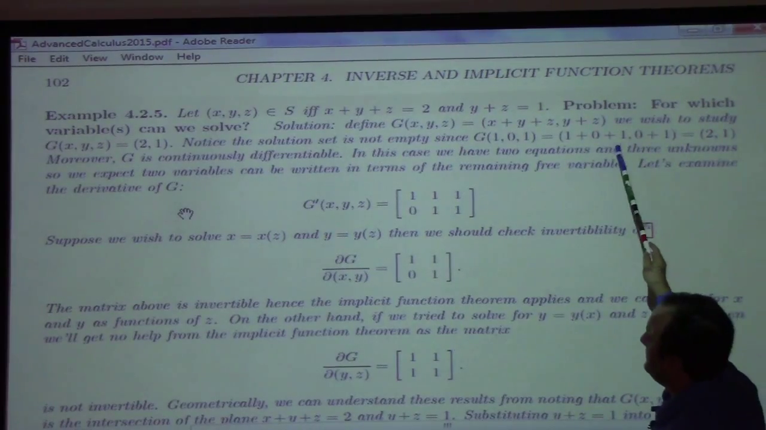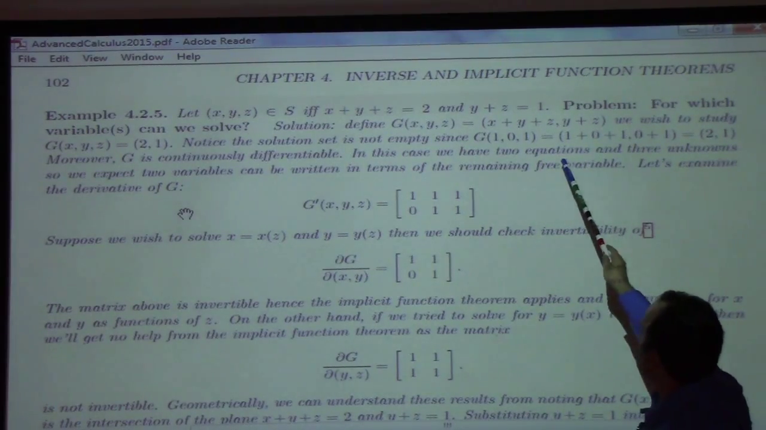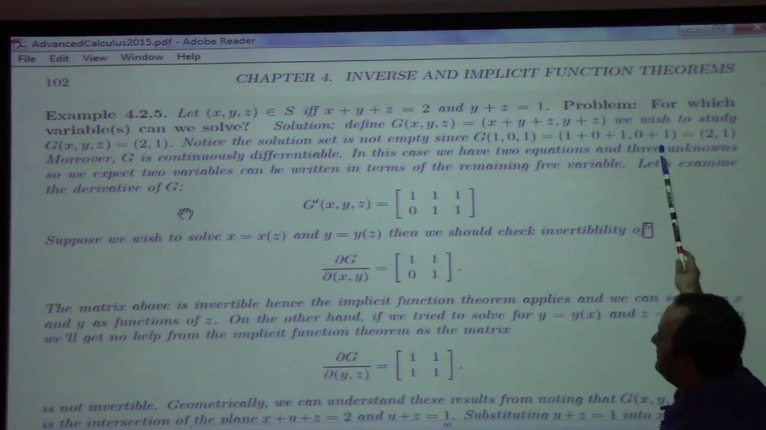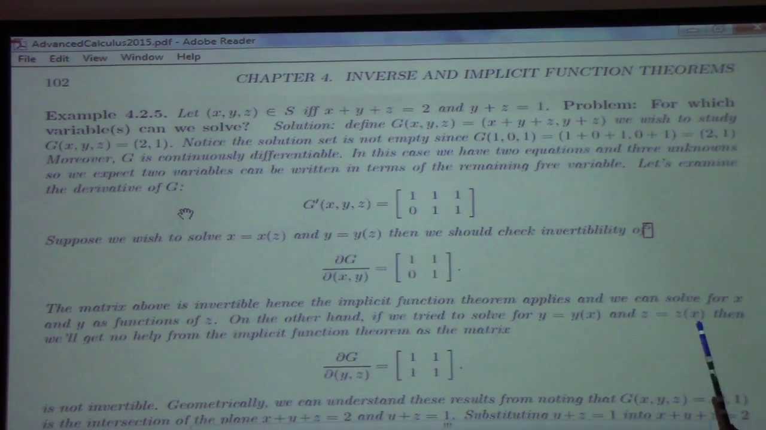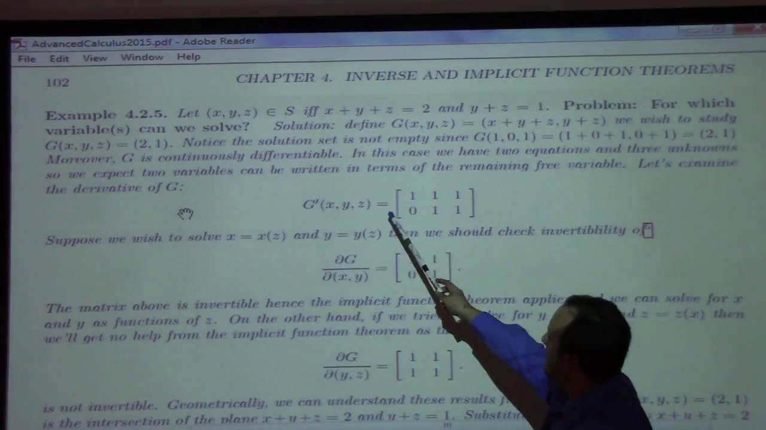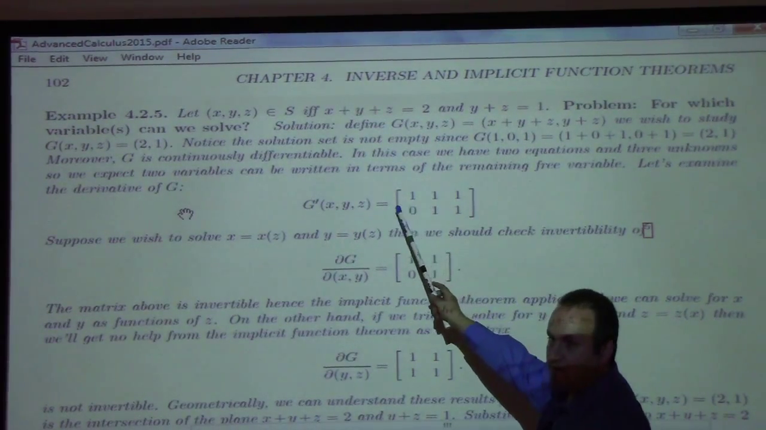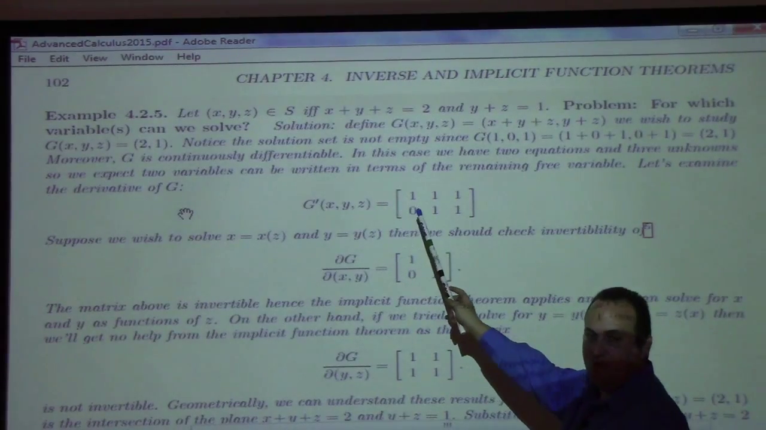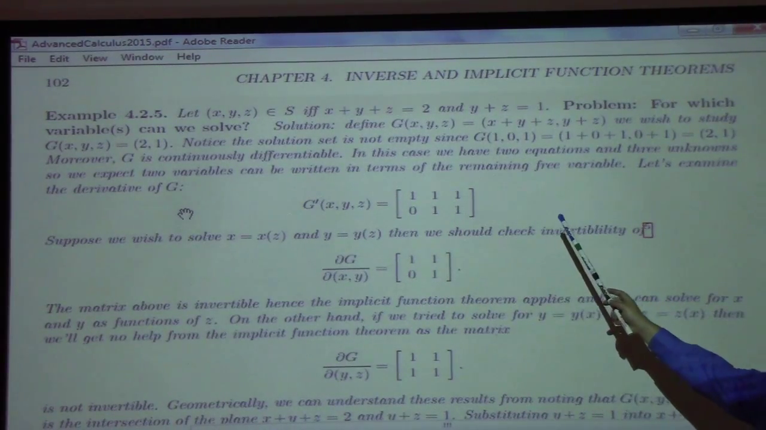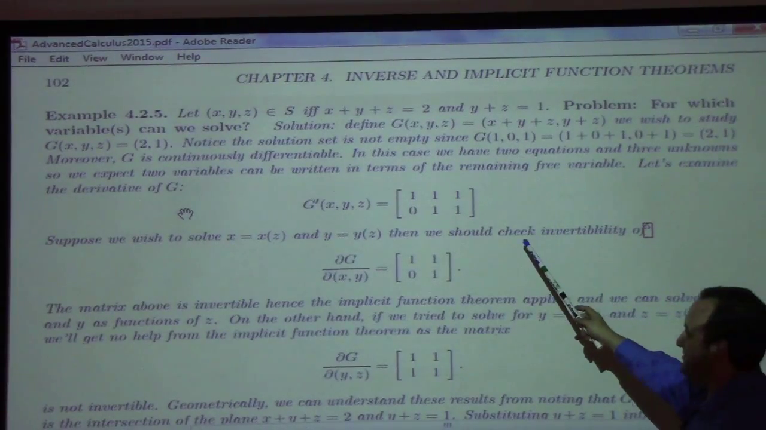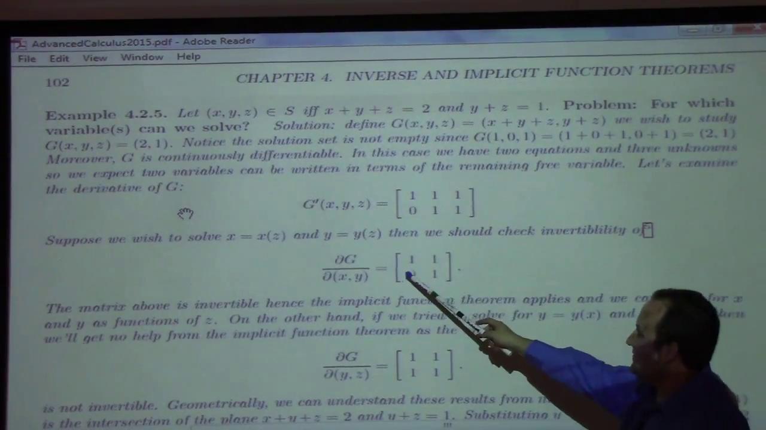So anyway, getting back to the problem, there's a solution, right? 1, 0, 1. You plug it in, you get 2, 1. Okay, great, there's a solution. And so here's the Jacobian matrix of this system of equations. You can recognize it. I mean, it is exactly the coefficient matrix that we studied in linear algebra. Kind of cool.